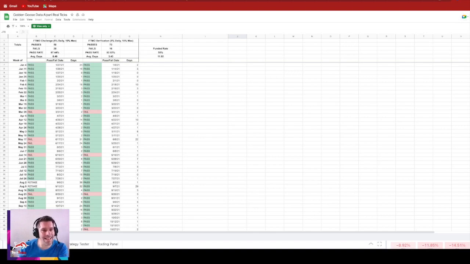Phase 2 has had an 82% pass rate. So that means a funded rate, so getting through those and getting a funded account, 55% of the time, guys. That's crazy, right? So that's the data they have. That's what they've been looking at.